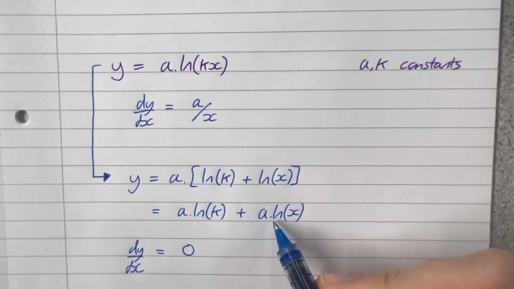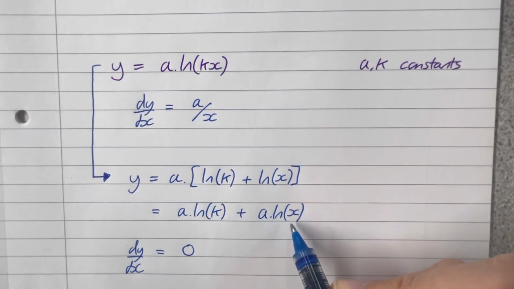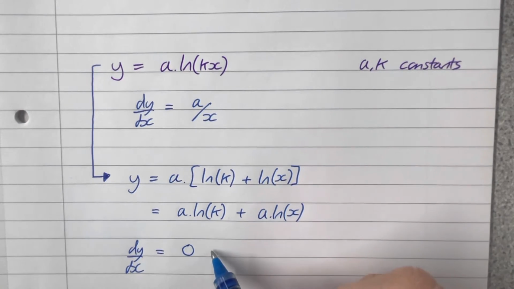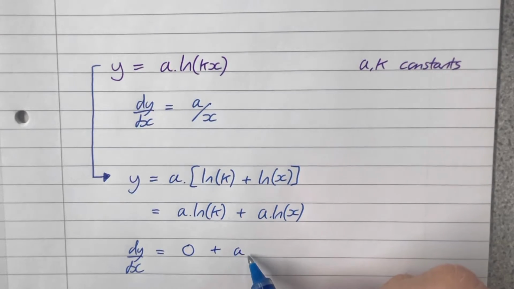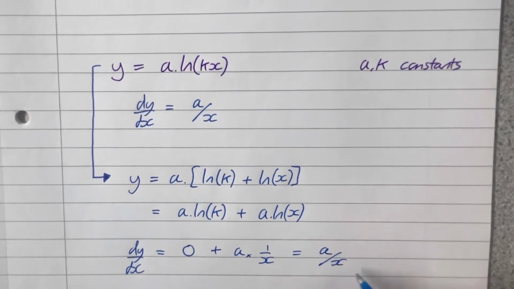And then here, we've got a times log x. We've already found that log x differentiates to 1 over x. And differentiation is a linear operation, which means any multiplicative constants will just get carried through. So that is a times 1 over x, which is just a over x. There we go.